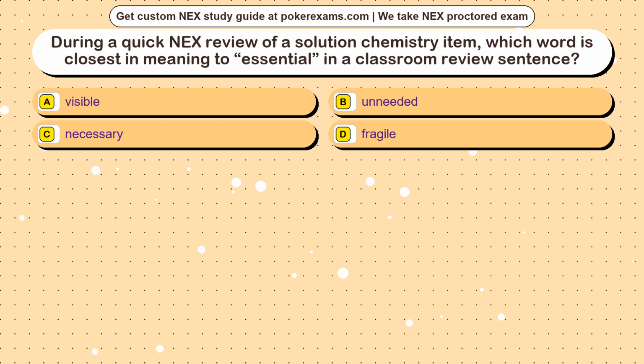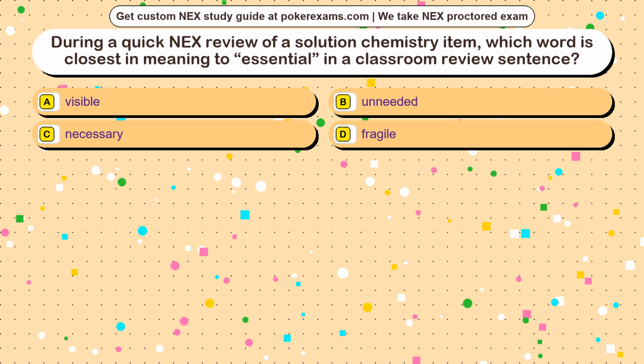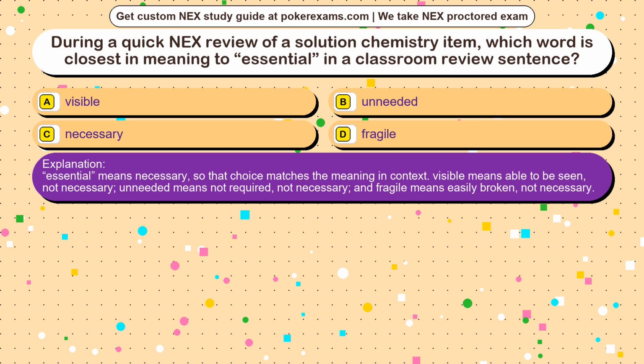Question 2. During a quick NEX review of a solution chemistry item, which word is closest in meaning to essential in a classroom review sentence? Option A, visible. Option B, unneeded. Option C, necessary. Option D, fragile. The correct answer is option C: essential means necessary, so that choice matches the meaning in context. Visible means able to be seen, not necessary. Unneeded means not required, not necessary. And fragile means easily broken, not necessary.